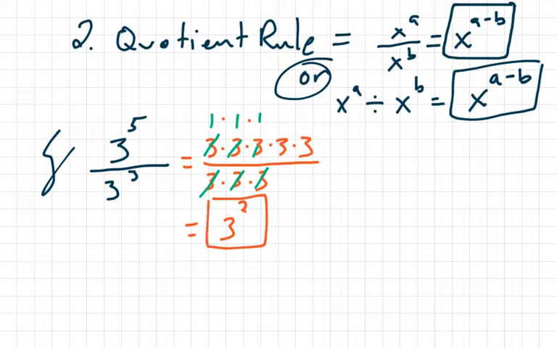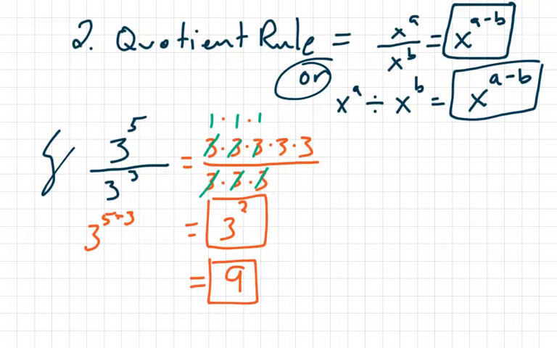Oh, or I could have just said 3 to the 5 minus 3. 5 minus 3 gives me 3 to the 2. And if we wanted to evaluate that, 3 squared is 9. Okay, so it comes from just the expanding rule, just sort of like the product rule did. We just expanded to see how it worked, but then we realized, oh, we can just take a shortcut.